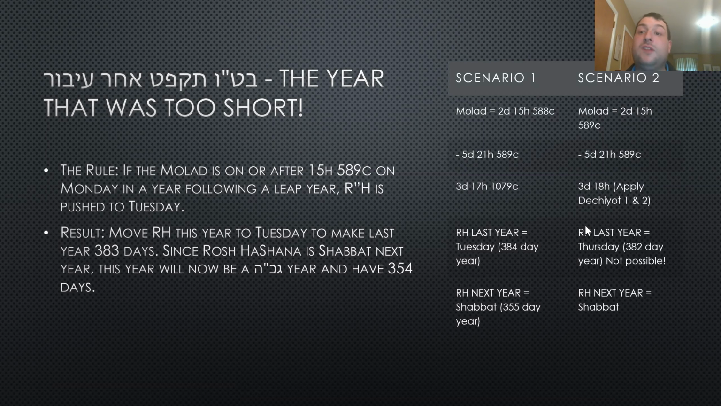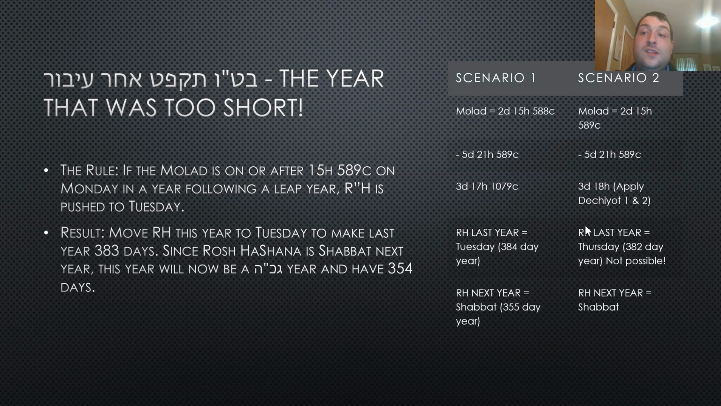Now we have Moled Zaken, and we have Lo Adu Rosh, because Rosh Hashanah cannot be on Tuesday because of Moled Zaken, and it can't be on Wednesday because of Lo Adu Rosh, which means that Rosh Hashanah last year would have been pushed to Thursday. Rosh Hashanah this year is still on Monday.